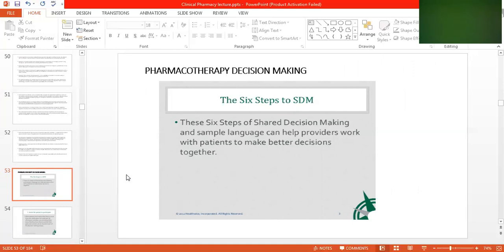Pharmacotherapy decision making. Now we will talk about how to take a decision. Pharmacotherapy decision making. There are 6 steps in decision making. The 6 steps of shared decision making (SDM) and sample language can help you work with patients to make better decisions together. Means how you take the decision for the patient to provide maximum benefit from your hospital, and you are a leader of the team, that you are a pharmacist, and there are 6 steps.